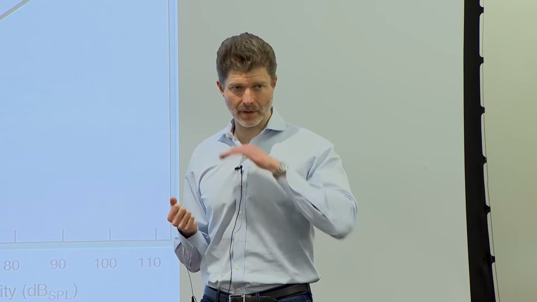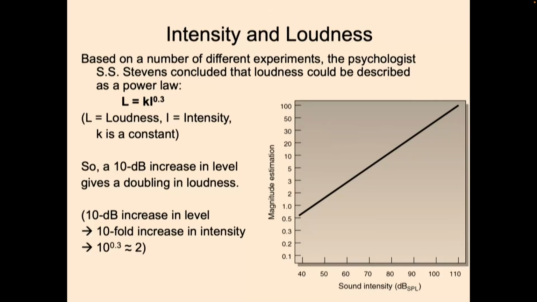Okay? So if you go from something that's 60 dB to something that's 70 dB, it should sound about twice as loud. And that's because when you have a 10 dB increase in level, that's a 10-fold increase in intensity. And so 10 to the power of 0.3 is about 2. All right, so that's just a useful rule of thumb to know about. Okay, so that's one fact that's worth knowing about loudness and intensity.